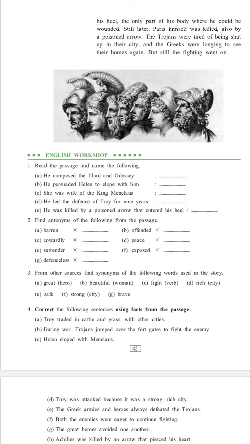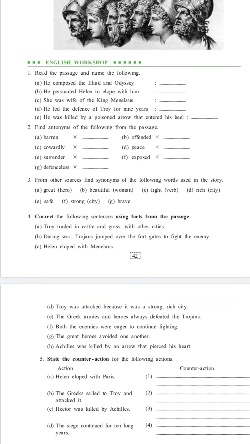3. From other sources, find synonyms of the following words used in the story. A. Great hero. B. Beautiful woman. C. Fight, verb. D. Rich city. E. Safe. F. Strong city. G. Brave.